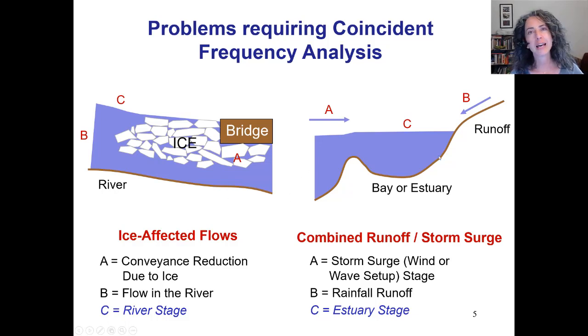And then the last example I'm showing is a combined runoff and storm surge situation. So our desired variable is the estuary stage, and that's influenced by both the storm surge and also runoff happening at the same time.